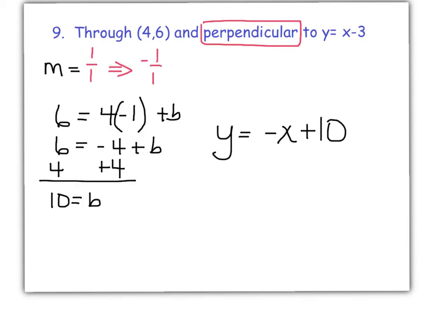All right, so we should have boxed then that it was perpendicular, which means I'm going to have the negative reciprocal of the positive 1 slope. I plugged that in with my x and y that they gave me, and I found b to be 10. So my new equation would be y equals negative x plus 10. Remember, we don't need the 1 in front of the x. It's unnecessary.